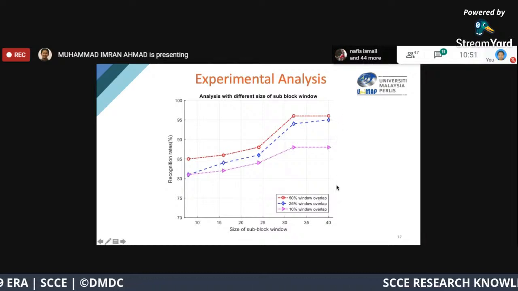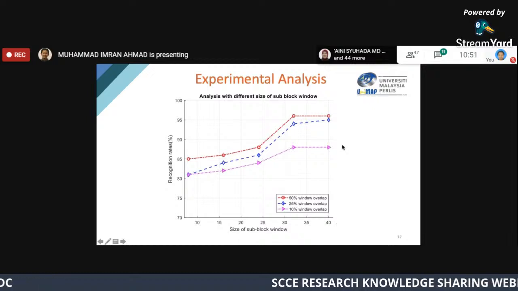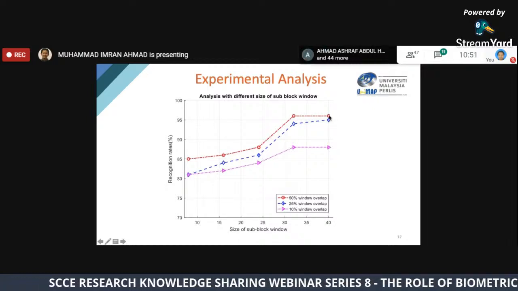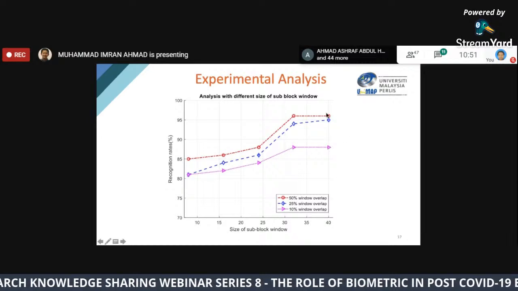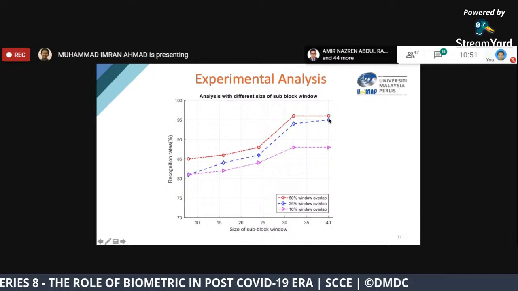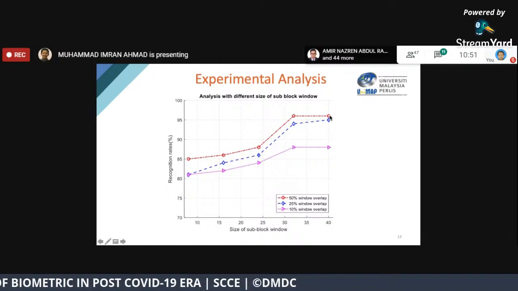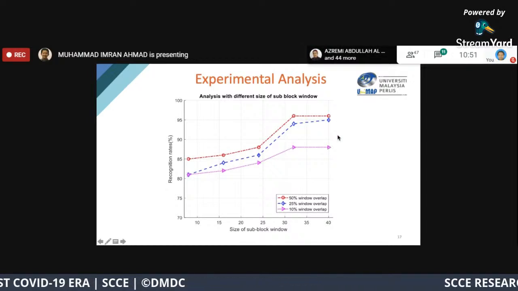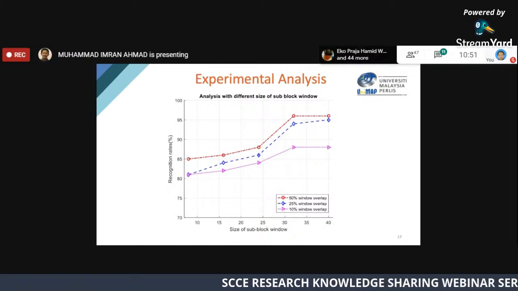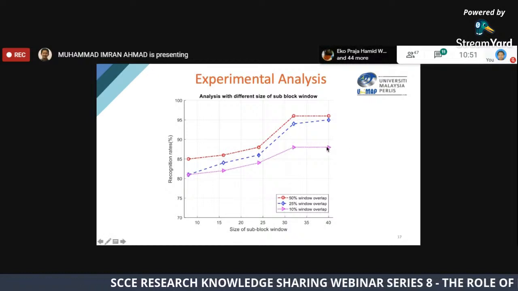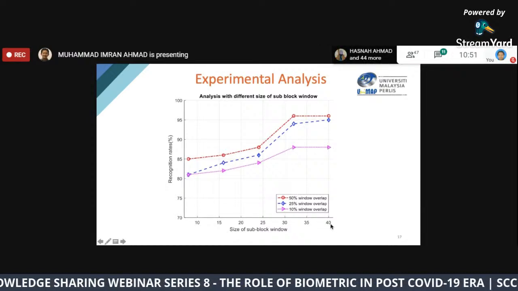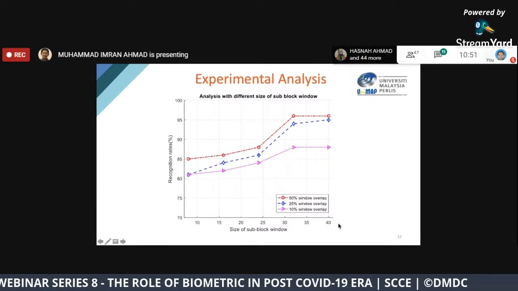So you can see the red line here is the window overlapped by 50%, and when the sub-block window size of our window is 40, the top performance or the highest performance is 96%. So here when we have a 10% overlap window, the performance is lower, even if we try to increase our sub-block window size.